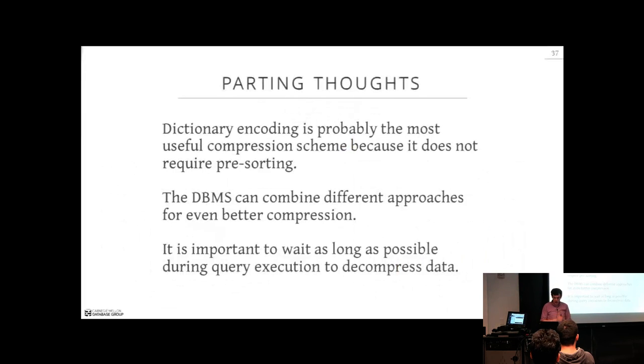Again, I can't stress this enough. Dictionary encoding is probably the most important compression scheme because it doesn't require any pre-sorting, like you have to do for run-length encoding and other schemes. And you can still do random access directly at single tuples if you want to. How you actually handle updates, though, is kind of tricky. And this is why most database systems do this in bulk or offline or on the side, and do not try to update the dictionary on the fly.